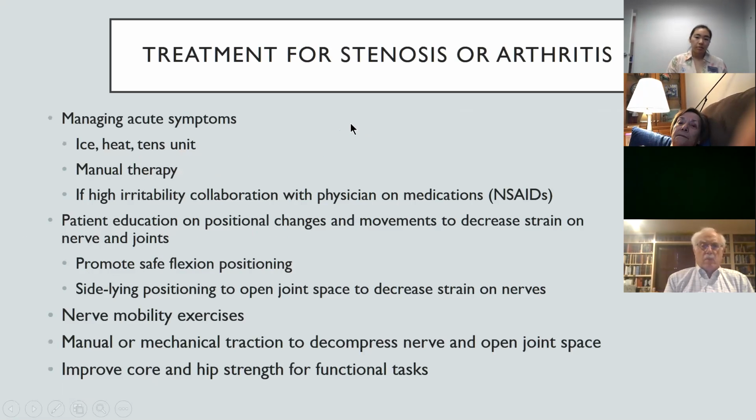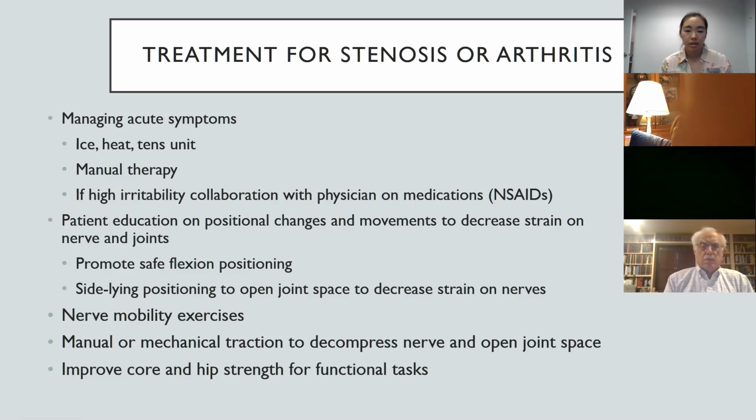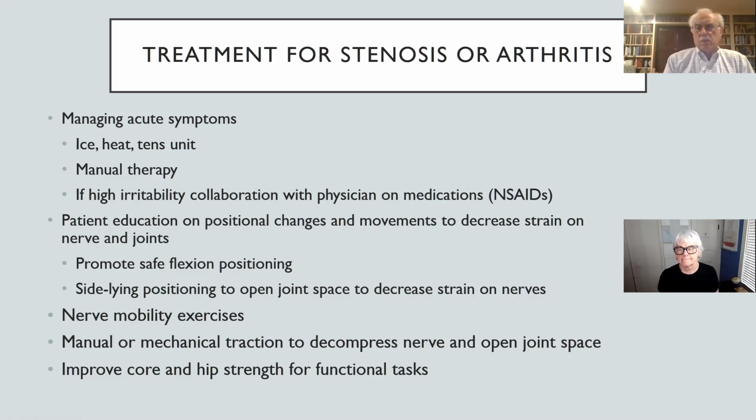So some of the treatment that we do for stenosis and the arthritis is first, again, ice or TENS, if that helps to decrease some of that inflammation. Working on manual therapy, so working on those muscles or that joint specifically of where that nerve is being decreased in that space. And if there's high irritability, talking with your physicians about getting some kind of medication or NSAIDs or anti-inflammatories as well.